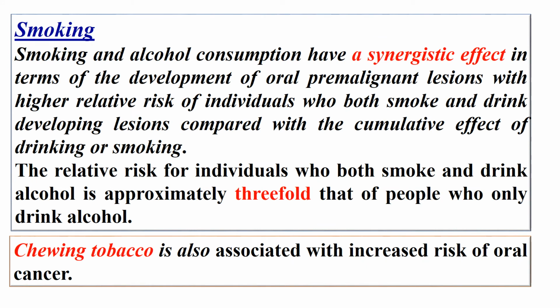Smoking. Smoking and alcohol consumption have a synergistic effect in terms of the development of oral pre-malignant lesions, with a higher relative risk for individuals who both smoke and drink developing lesions compared with the cumulative effect of the drinking or smoking. The relative risk for individuals who both smoke and drink alcohol is approximately threefold that of people who only drink alcohol. Chewing tobacco is also associated with increased risk of oral cancer.